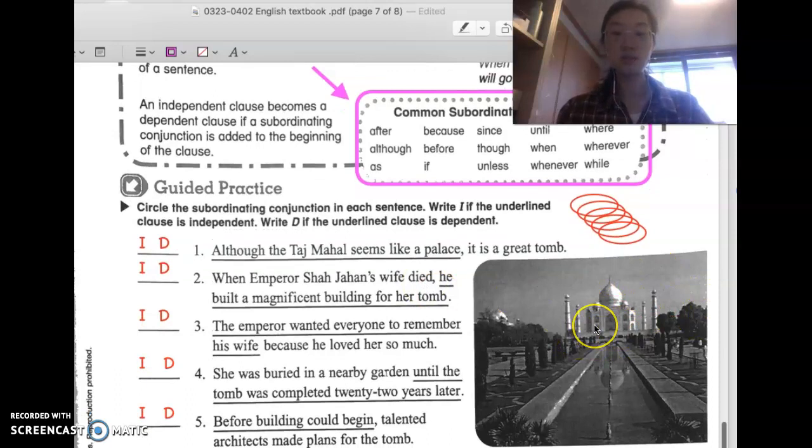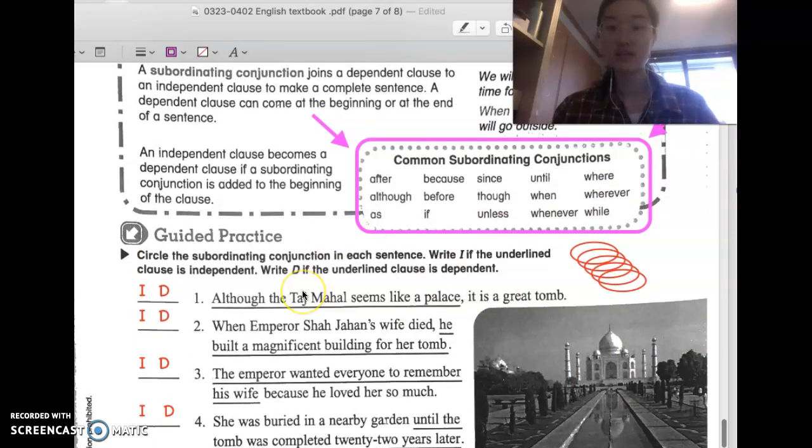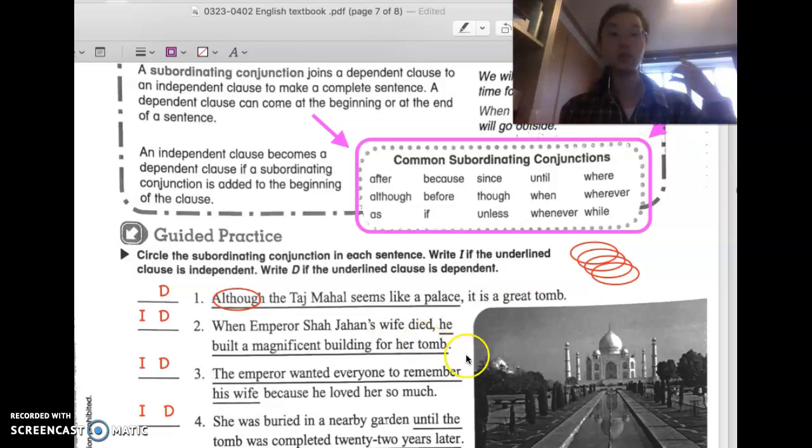So this is the Taj Mahal. What is the subordinating conjunction here? Although. Good. Now let's look at the underlined clause. Although the Taj Mahal seems like a palace. So ignore this part. Is that clause independent or dependent? It's dependent, right? Because it starts with a subordinating conjunction and it makes you say like, okay, although it seems like a palace, what about it? It's not complete.